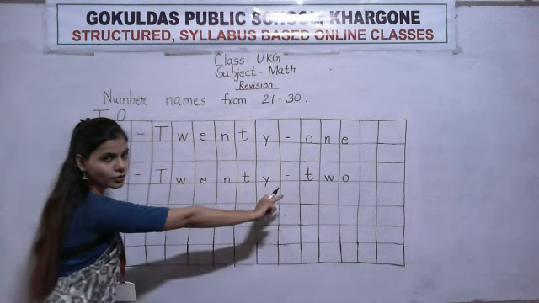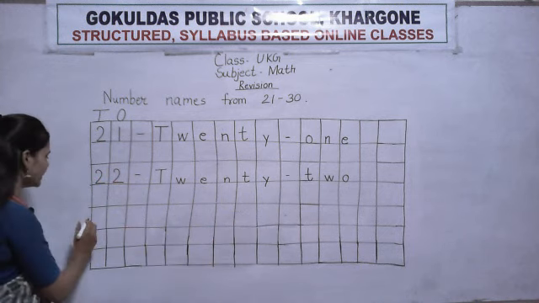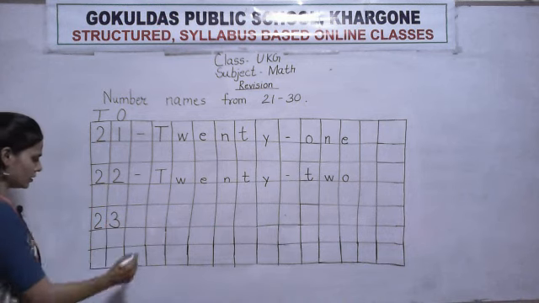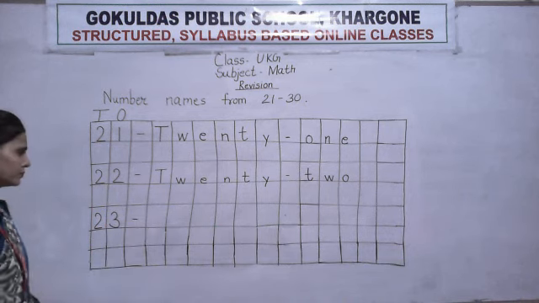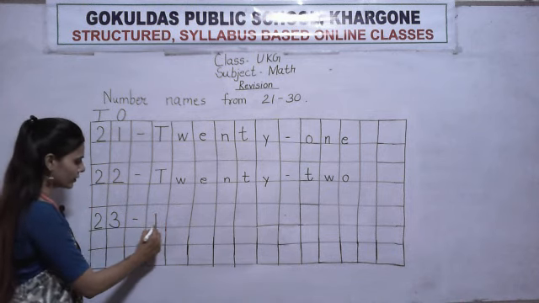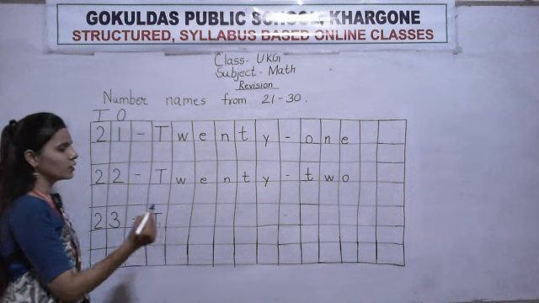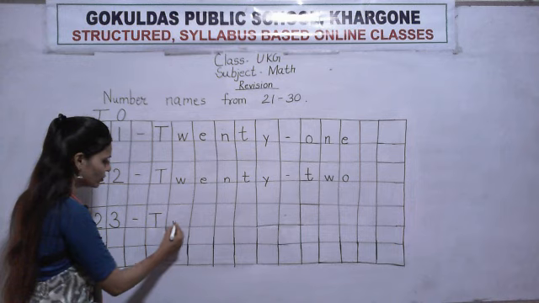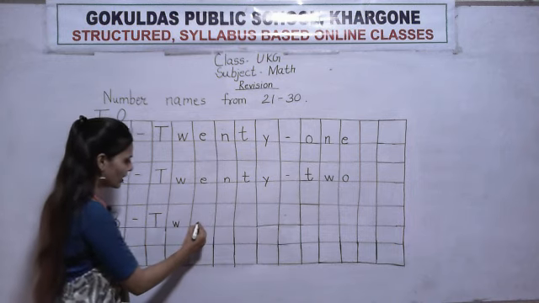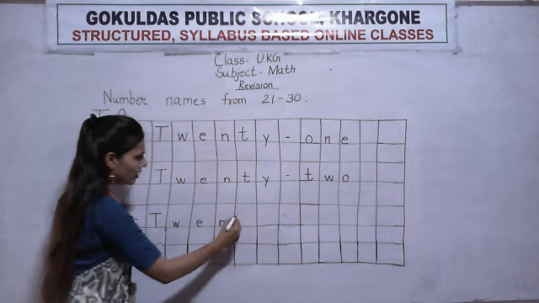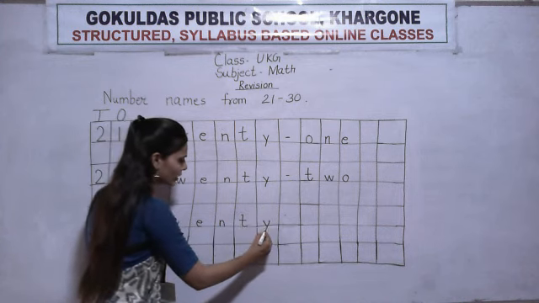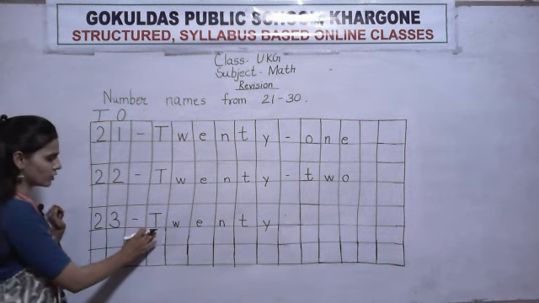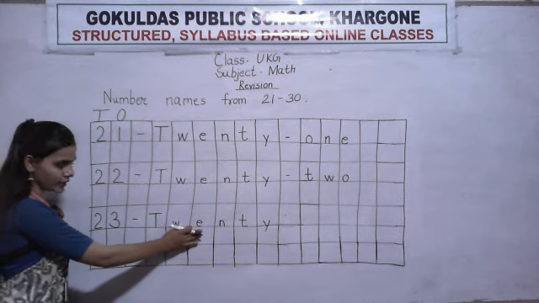Now again drop one block and write here 2, 3, 23. Make a small slipping line right here. What is the spelling of 20? Write down the spelling of 20. T-W, write with me, E-N-T-Y. Write one letter in one block. So the spelling of 20 is TWENTY.